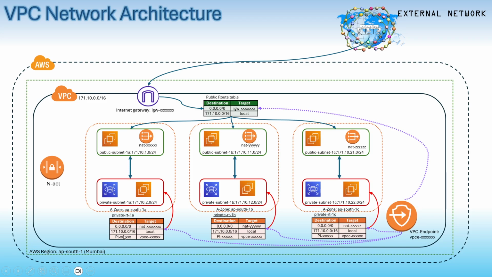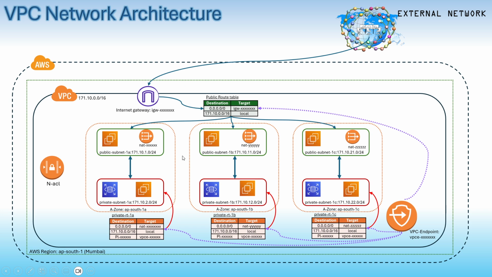So when we pass this 171.10.0.0/16 local, what does it mean? It enables connectivity across the whole VPC, not only in between subnets, but in each and every subnet, because it is the VPC CIDR we are passing, and it will be accessible everywhere.